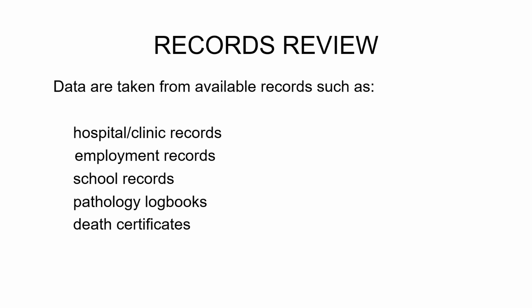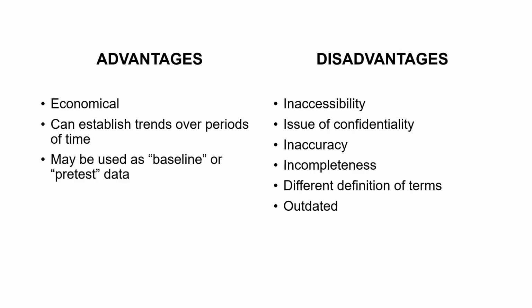Data from a records review can be obtained from the following sources: from hospital or clinic records, employment records, school records, pathology logbooks, death certificates. A records review can serve as a baseline data from which trends can be established over periods of time. Being secondary data, though, it may be inaccurate, incomplete, outdated, and have a different definition of terms, as well as issues on data privacy.